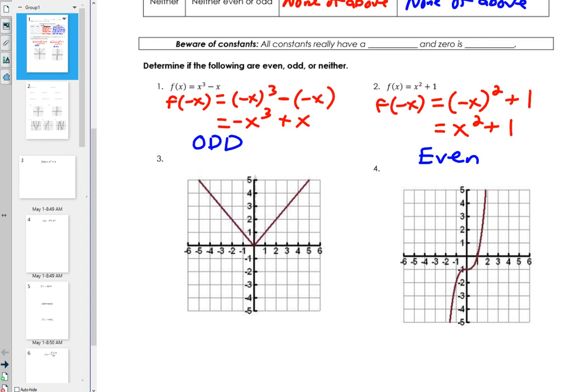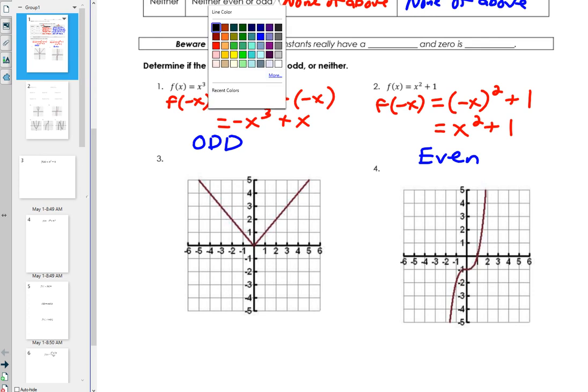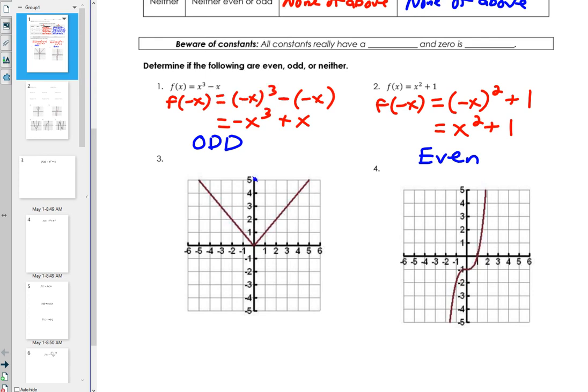If a graph were to be even, it would have y-axis symmetry. So if you were to draw an imaginary line on the y-axis, either side should look like a mirror image of the other one. This pretty obviously does have that, so we can tell this is going to be even. If it were odd, just for fun, it would have origin symmetry. Origin symmetry is on this equation, y equals x. So basically, everything on this side should look like that side.